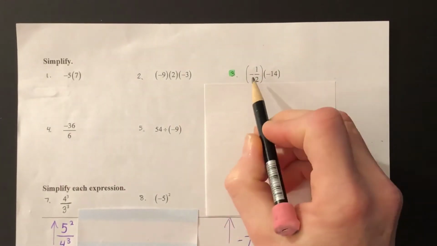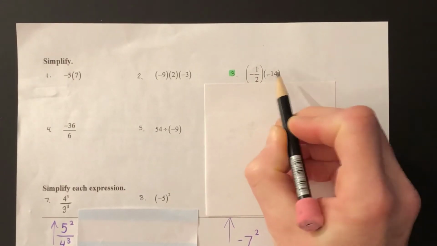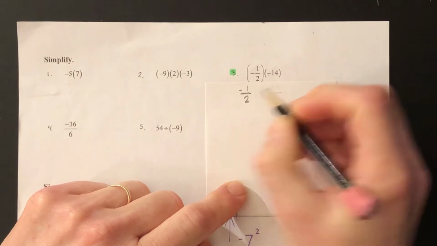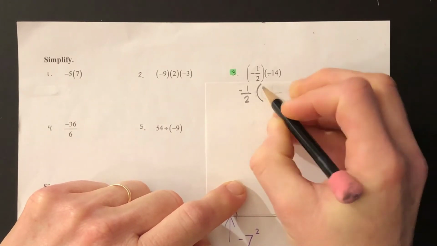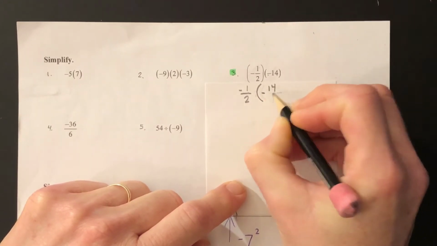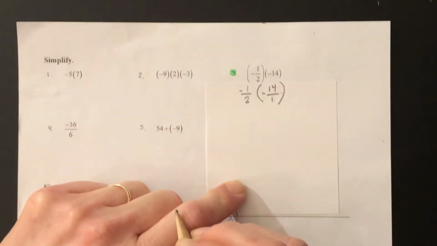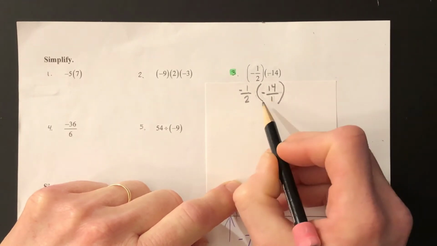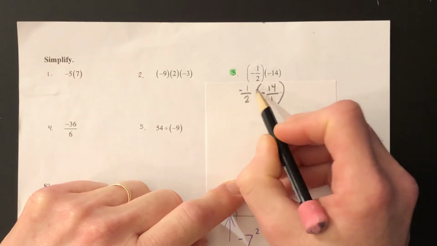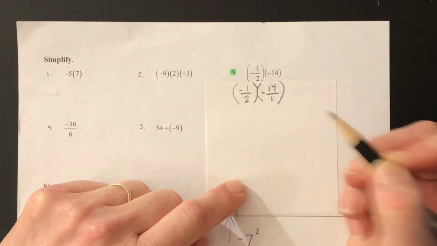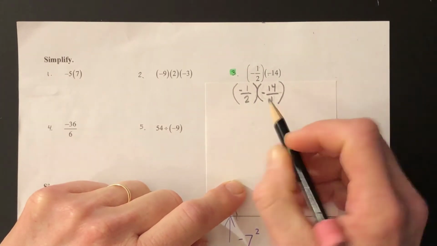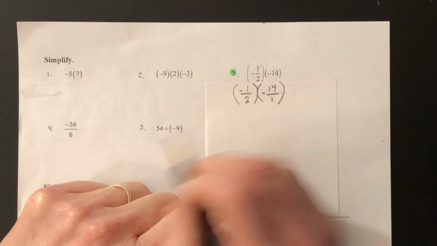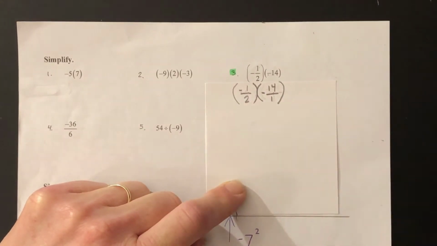We'll do number 3, -1/2 times -14. So we'll go ahead and write this out. -1/2 times -14 over 1. I'll put that in decimal form. So I've got 2 negatives. I always like to put that second negative in parentheses. You could choose to put them both in parentheses. But definitely the second one I prefer. Anyhow, this is a negative times a negative, so our answer will be positive. So just keep that in mind.